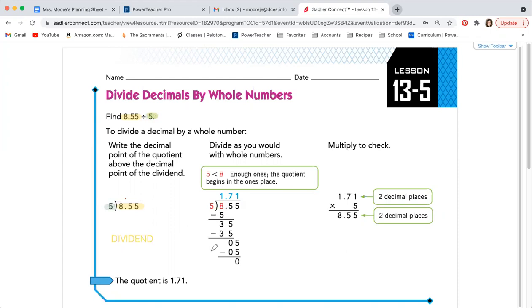And anyone remember what the name of that piece out front is called? What's the name of that piece out front? Starts with a D. Go ahead. The divisor. Yeah, you got it. The divisor. That's right.